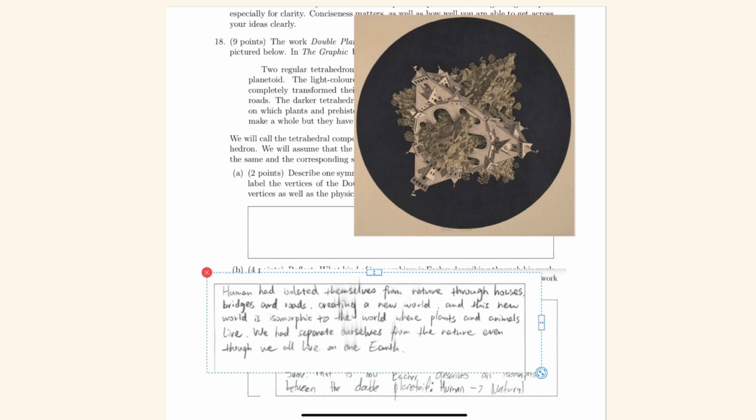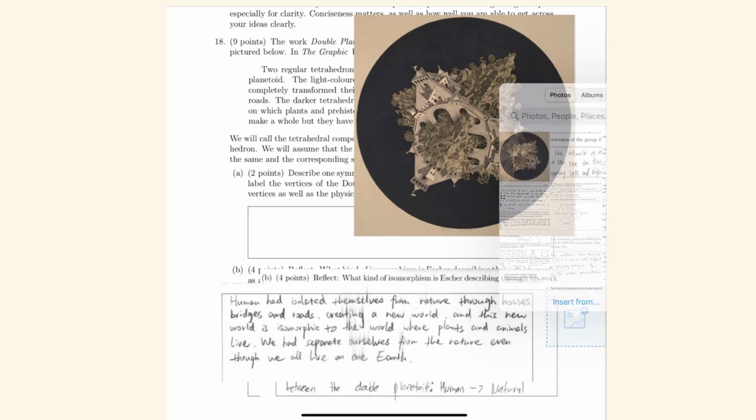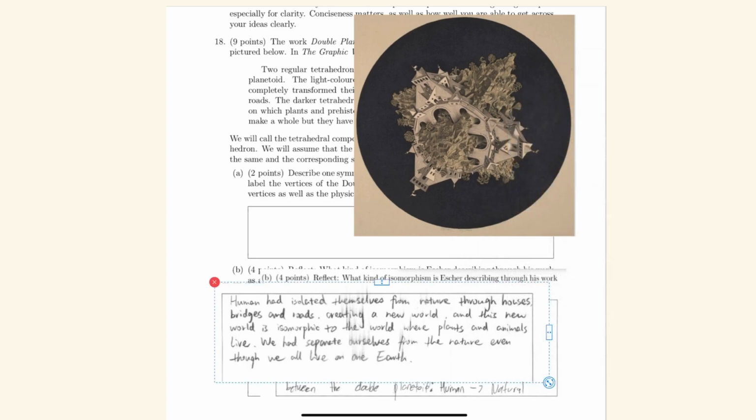Humans have isolated themselves from nature through houses and bridges and roads, creating a new world. And this world is isomorphic to the world where plants and animals live. We have separated ourselves from nature, even though we all live on one earth. Okay, so this student emphasizes the separation. Okay, so any of these are fine. Like kind of just the correspondence between humans and animals is important here.